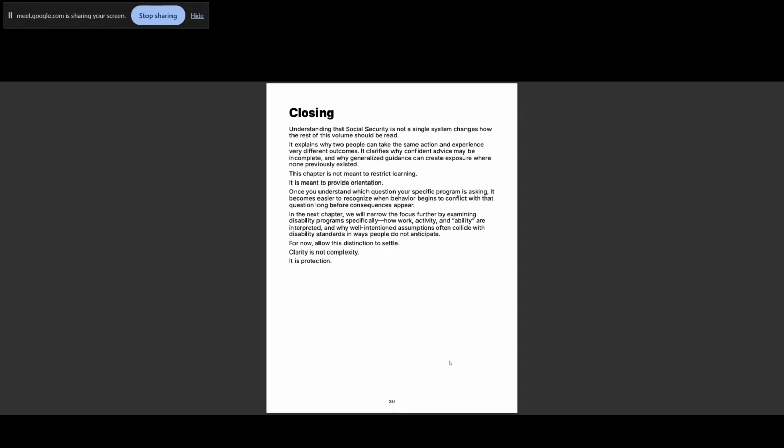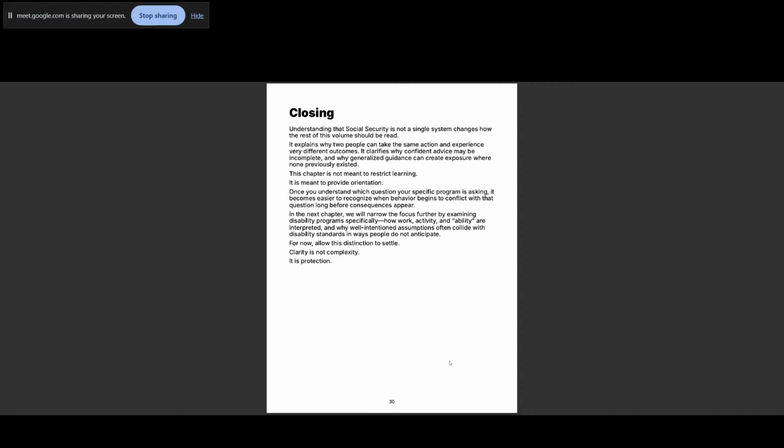This chapter is not meant to restrict learning. It is meant to provide orientation. Once you understand which question your specific program is asking, it becomes easier to recognize when behavior begins to conflict with that question long before consequences occur.